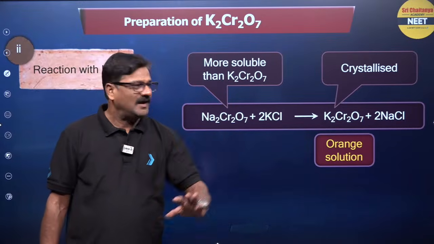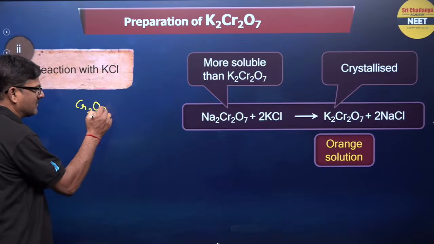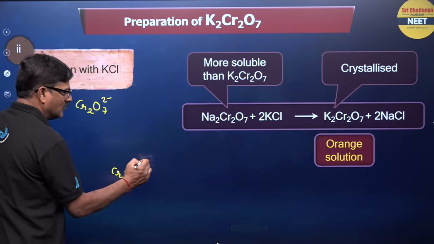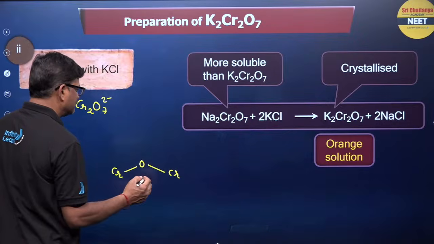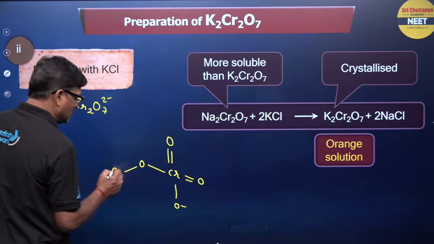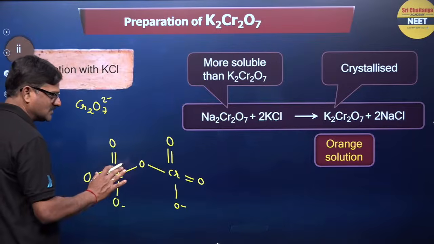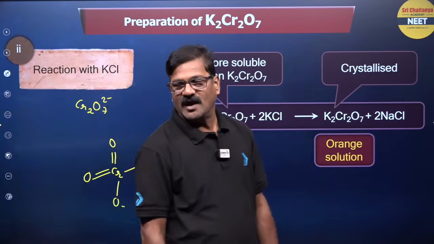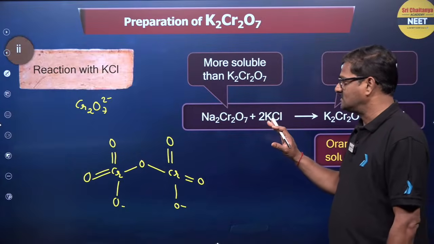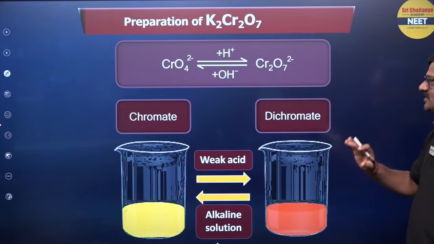Okay. And its structure is given as Cr2O7, with Cr, double bond O, O minus, double bond O and double bond O and O minus. So this is the structure of dichromate, and this dichromate changes its structure with pH. You can see the effect of pH.